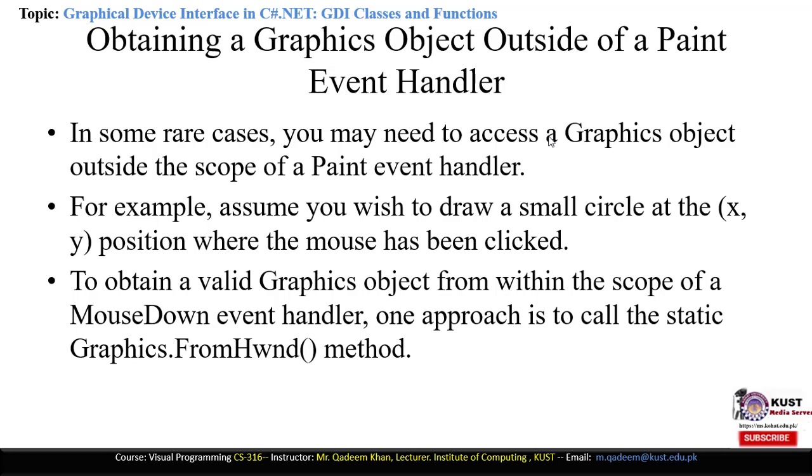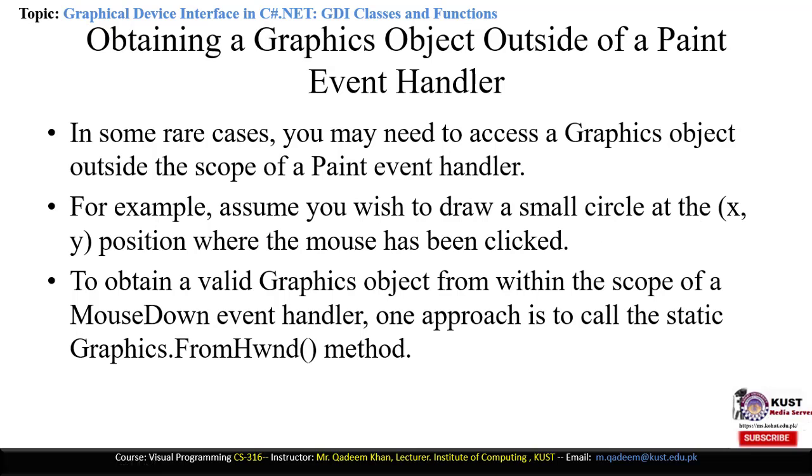So in some cases, we require the graphics objects outside of the scope of the paint event handlers. For example, we want to draw a small circle at x and y positions, where x, y may be the coordinate system of the drawing, where the mouse is clicked. So when we click the mouse, the drawing will be performed on that particular x, y coordinate, and the x, y coordinate will be taken at runtime where the mouse click occurs.